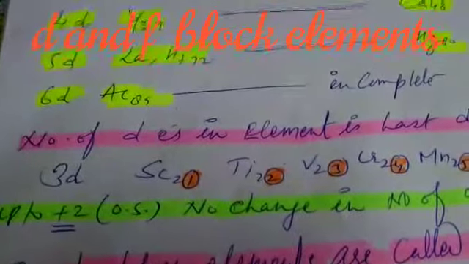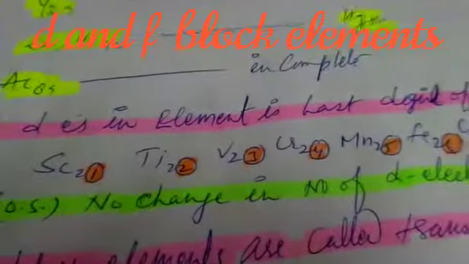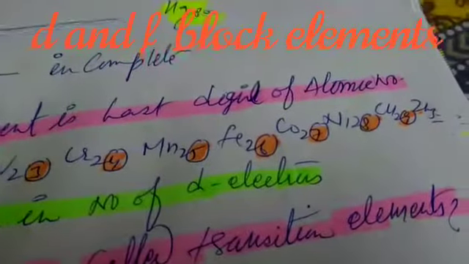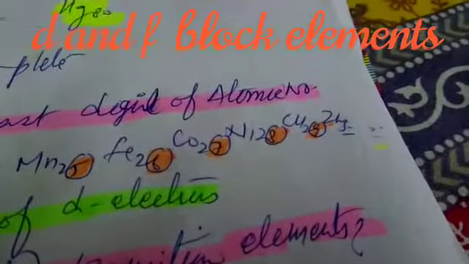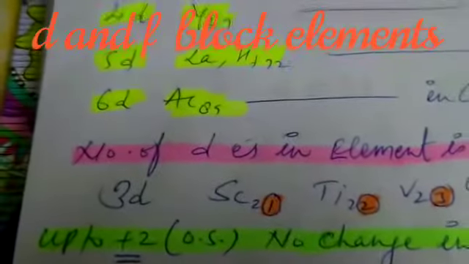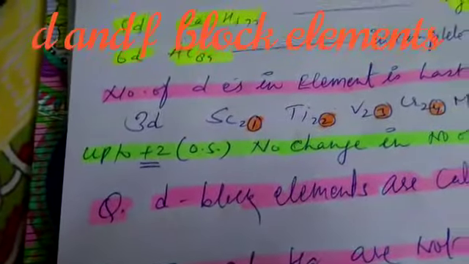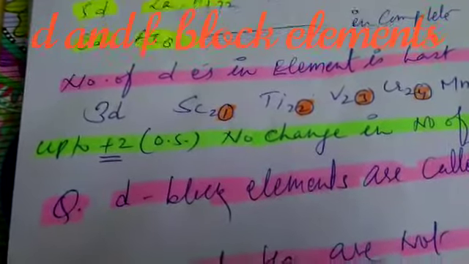Now, if we study the 3d series, we have scandium 21, titanium 22, vanadium 23, chromium 24, manganese 25, iron 26, cobalt 27, nickel 28, copper 29 and zinc 30. The number of d electrons in each element of the d series resembles the last digit of their atomic number.